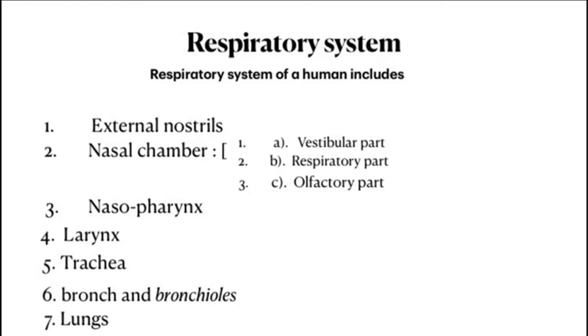The human respiratory system starts with the nostrils, a pair of external nostrils above the upper lip. They lead into the nasal chambers. The nasal chamber has three parts.